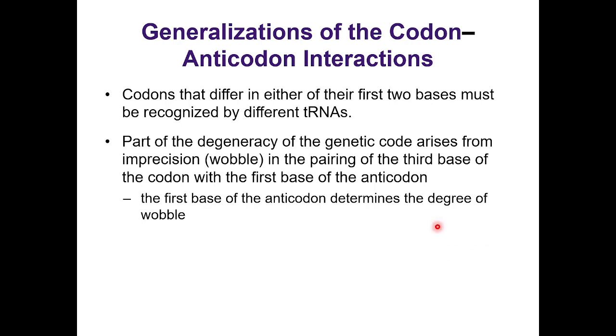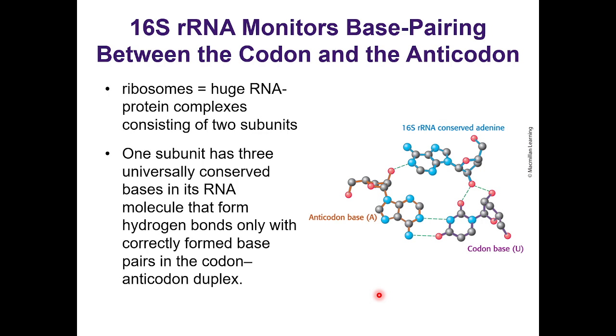So the codons that differ in either of their first two bases must be recognized by different tRNAs. Part of the degeneracy of the genetic code is going to arise from your imprecision, or wobble, in the pairing of your third base of the codon with the first base of the anticodon. So the first base of your anticodon determines the degree of your wobble.